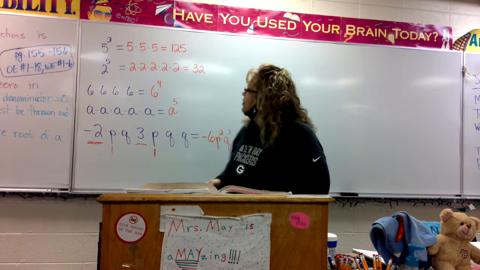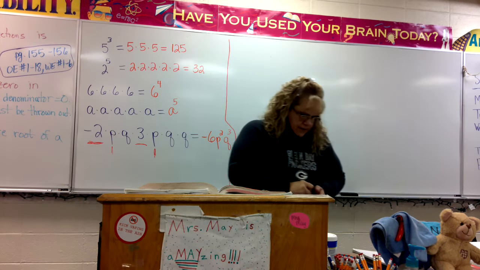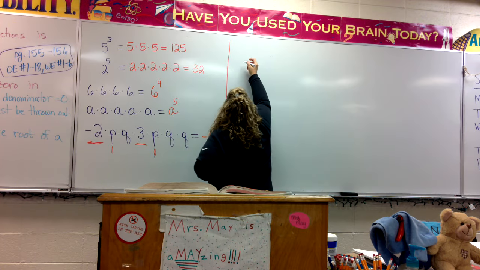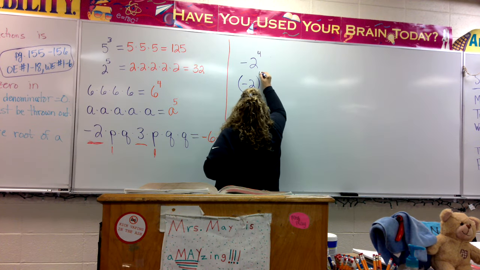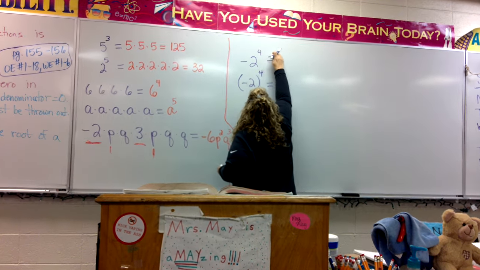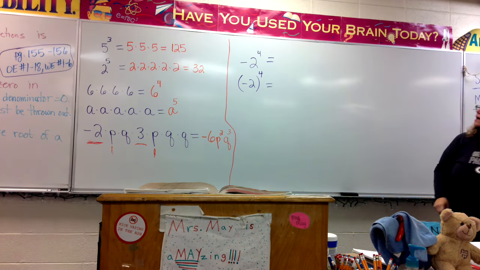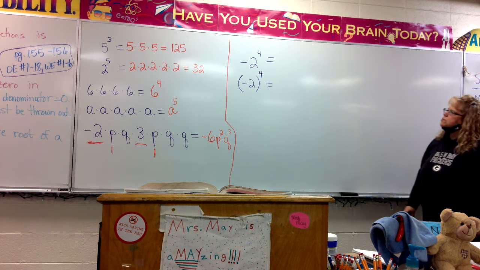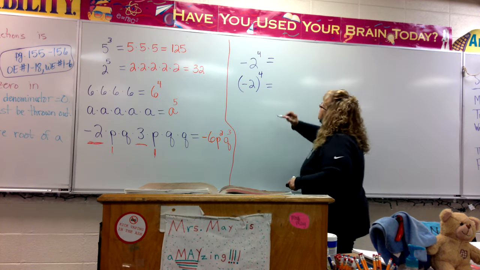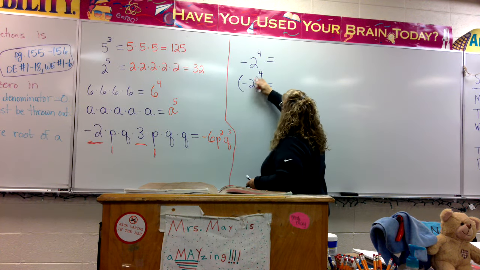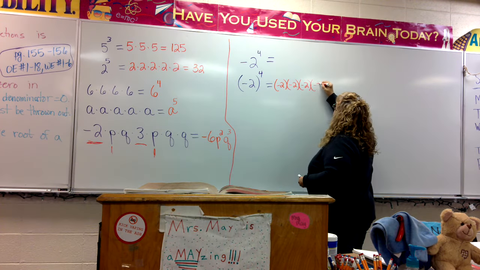One thing you have to be careful of is this. See those two things? They are not the same. Top one, no parentheses. Bottom one has parentheses. You know what the difference is? This one means to take all of this times itself 4 times. It means to do negative 2 times negative 2 times negative 2 times negative 2.